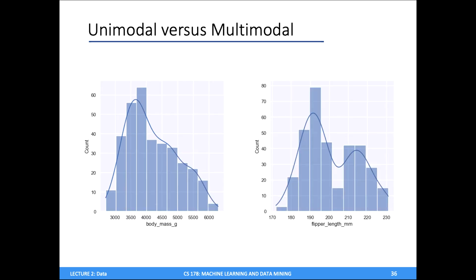Okay, let's now look at histograms for two different features in our data set. On the left-hand side, we've got a histogram corresponding to the body mass of our penguins. On the right-hand side, we've got a histogram corresponding to the flipper length of our penguins. And let's see, do you guys notice any particular difference in these two histograms that's standing out?